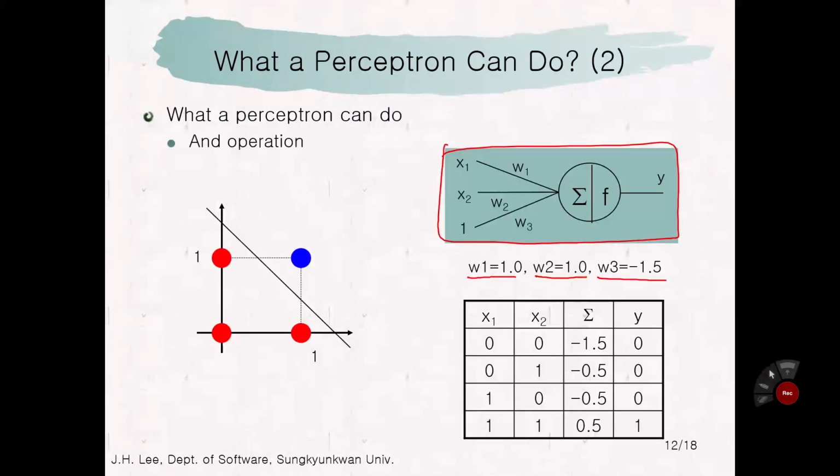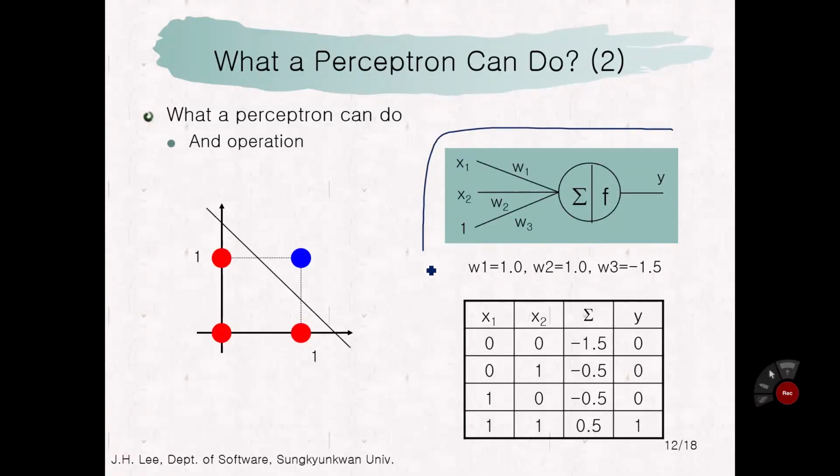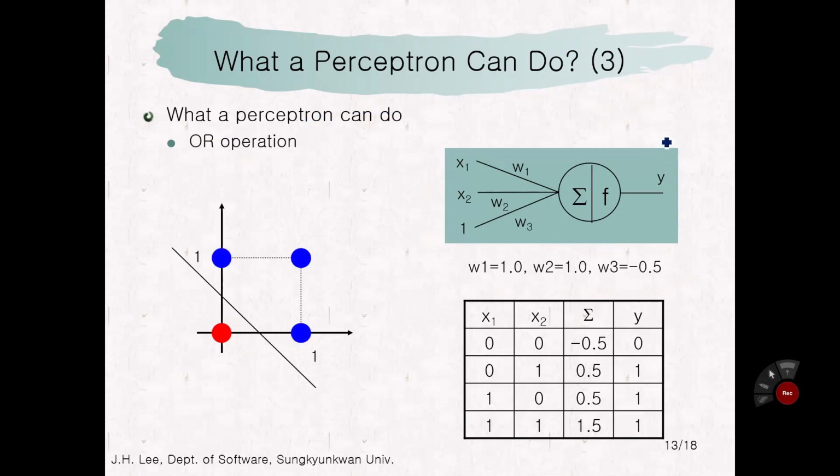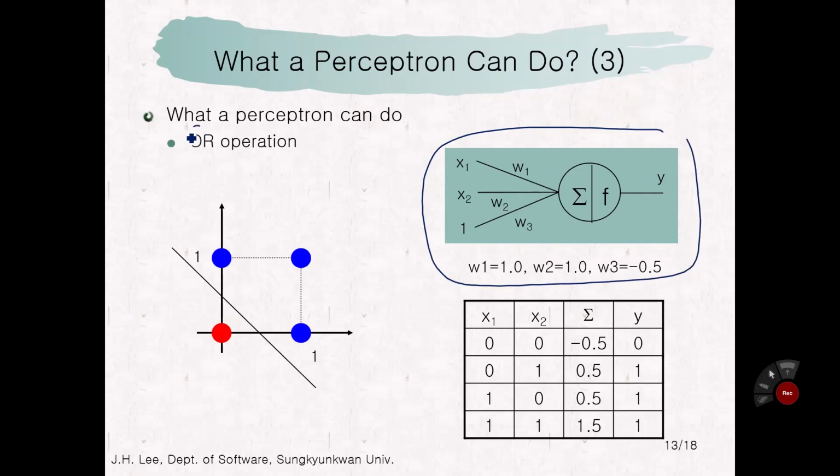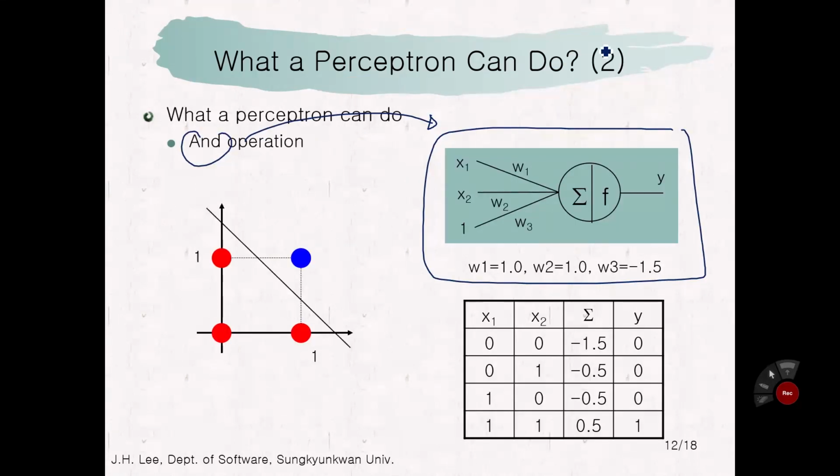Okay, then let's go back to here. Look at this neural network. This is an AND operation. This neural network performed AND operations, right? And this neuron performed an OR operation. Let's compare the two neurons, AND or OR. Just look at this part. Do not see other parts.